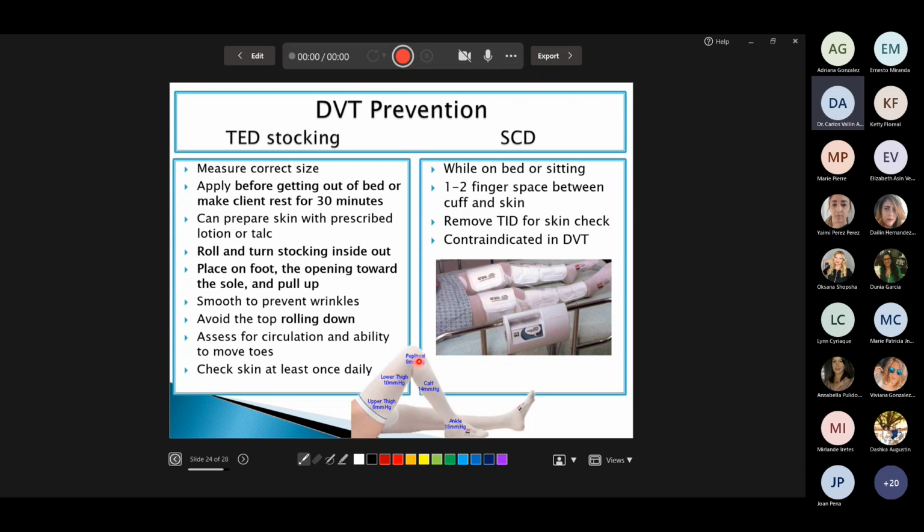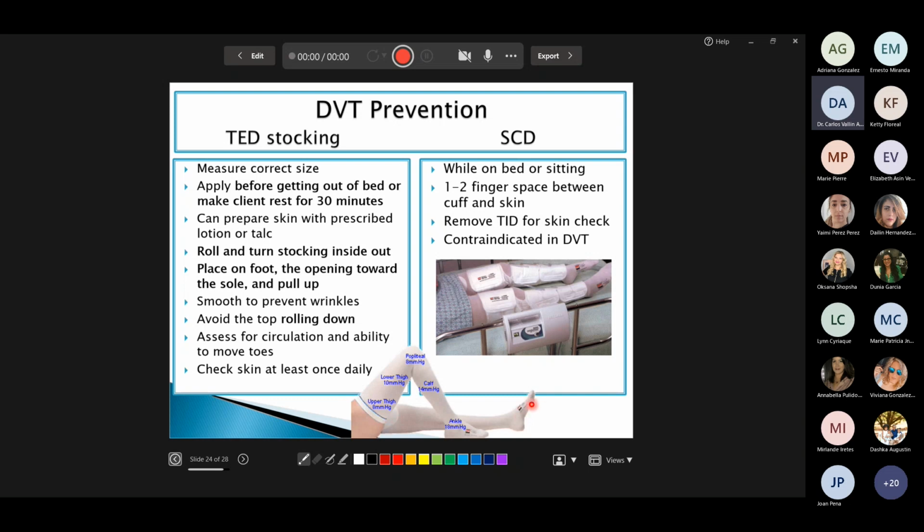And then you can apply a little body powder, and then you roll the stocking inside out, the same way that women know how to put those on, and then you pull this up until the thigh without leaving any kind of wrinkles and without rolling the top, because it would be acting as a tourniquet.